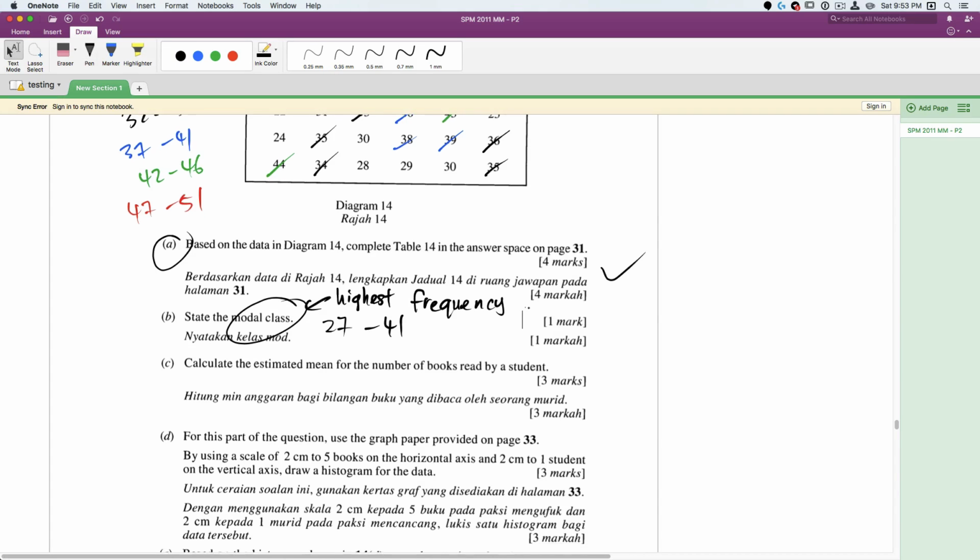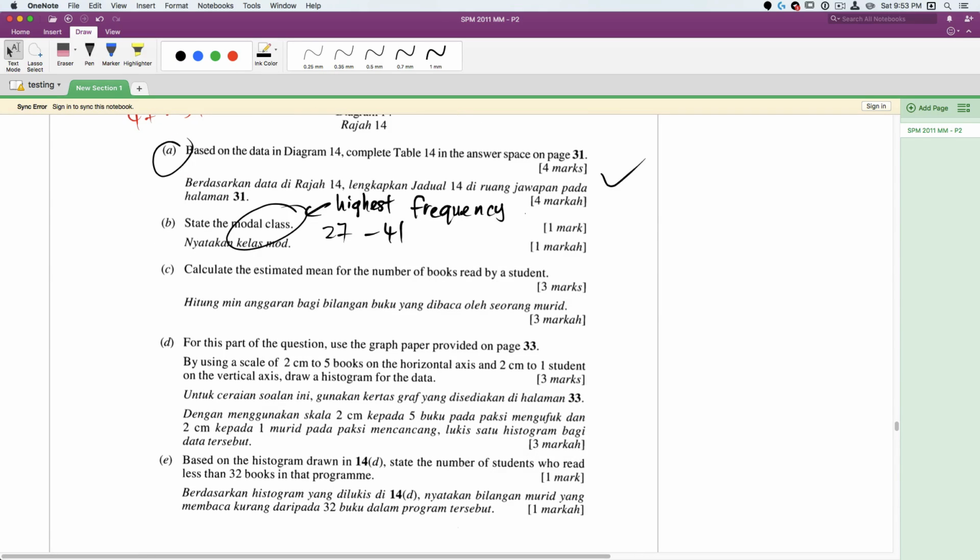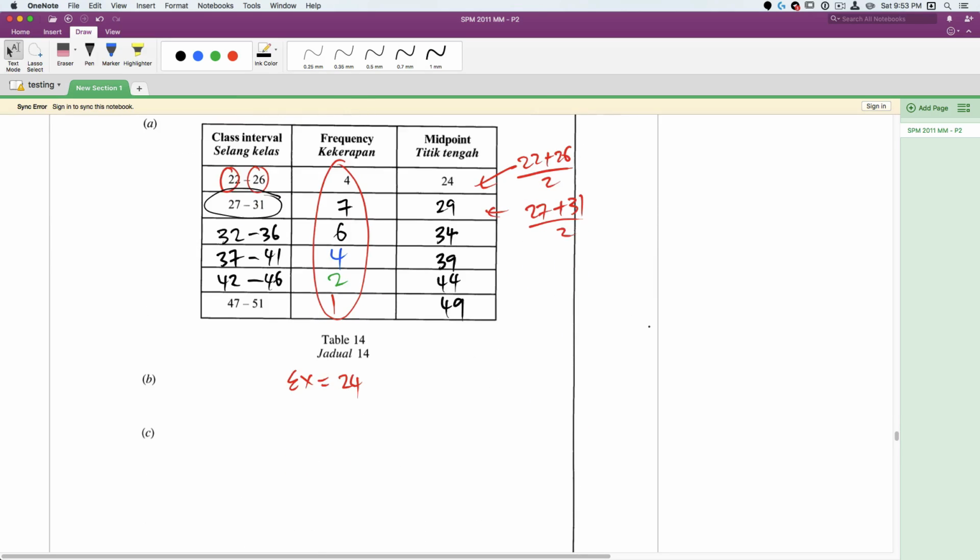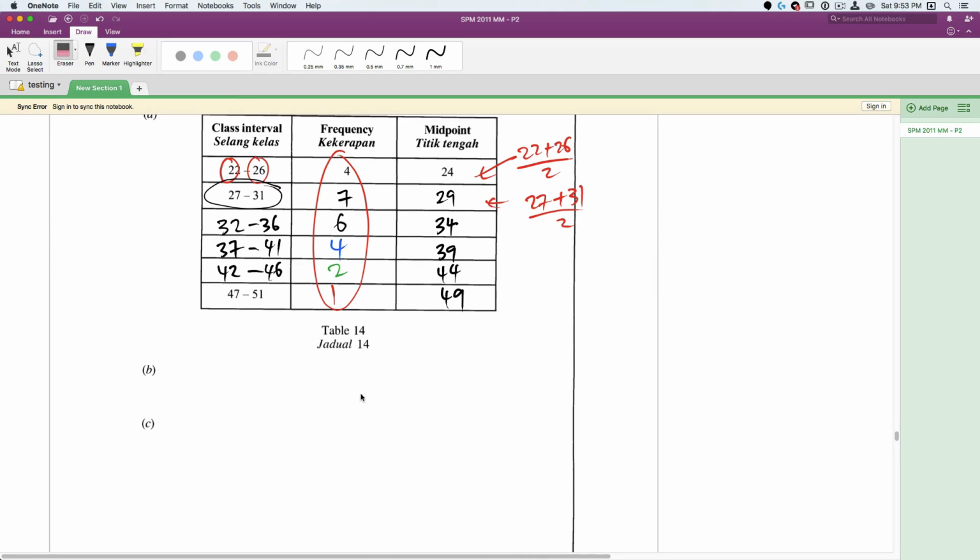Okay? Calculate the estimate mean for the number of books read by a student. So the mean basically is sum of fx over sum of f. Okay, x over here is the midpoint, and f is the frequency. So I will need to do the mean down here. We know sum of f is equal to 24, already have. Now we have to do fx. Because midpoint is x and this is f, fx means f multiplied by x.